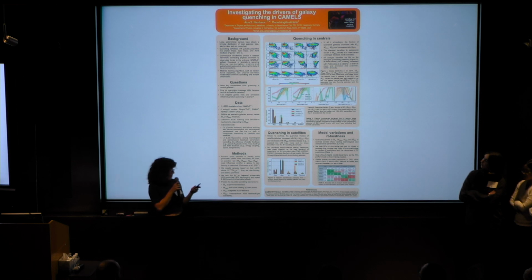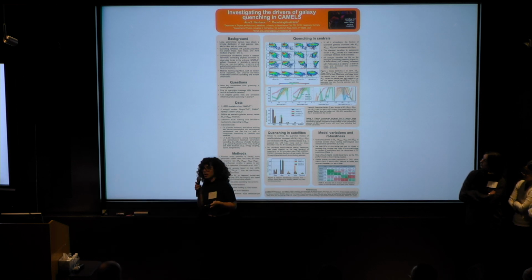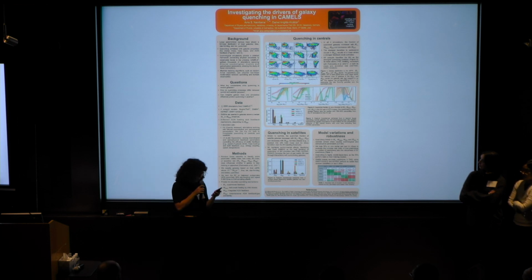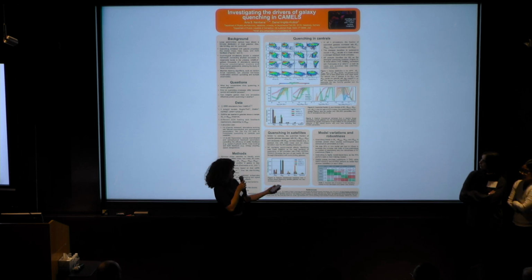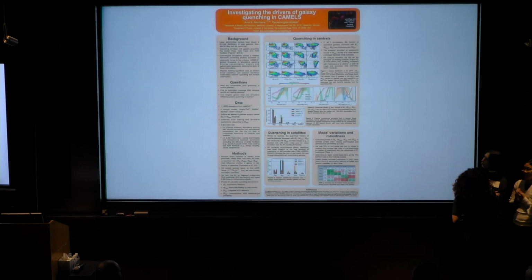And finally, we found that when varying the feedback parameters of the different simulations in CAMELS, the quenching trends are still kind of preserved. So we were wondering, can the quenching mechanisms learned from one simulation be used to predict quenching in other simulations? And we got some quite interesting results. Come check out my poster.